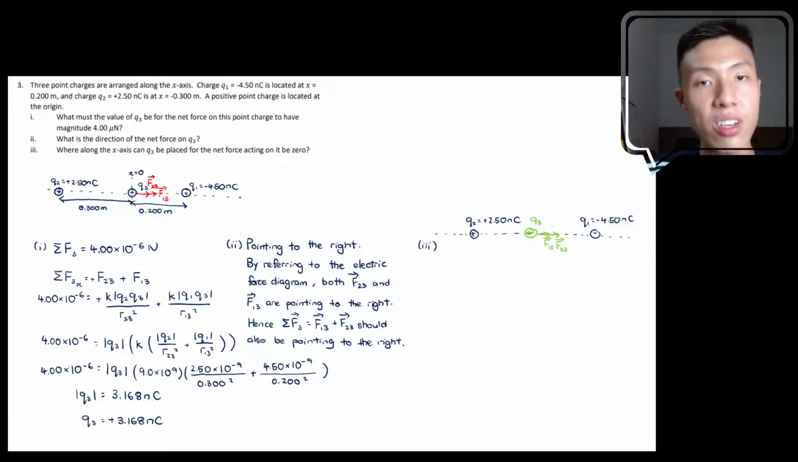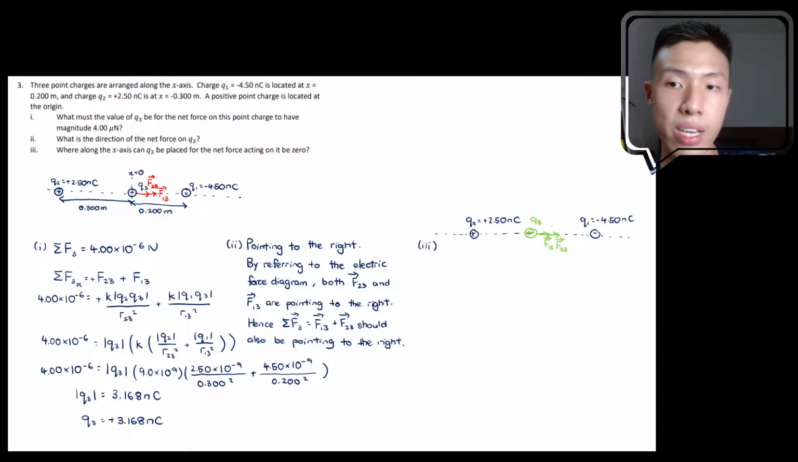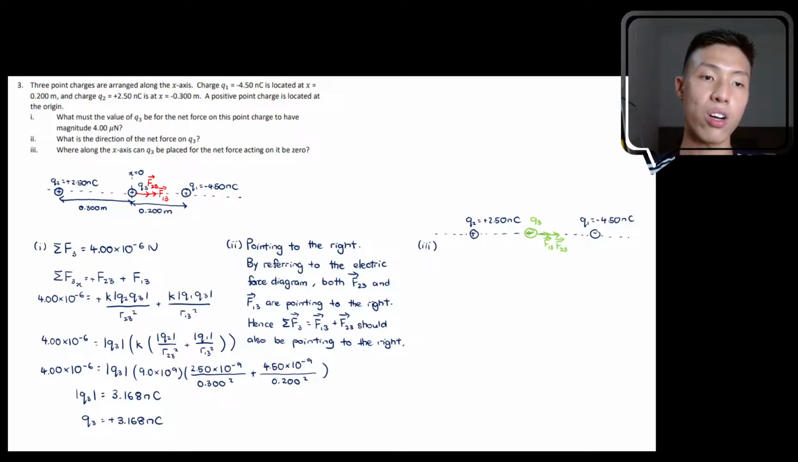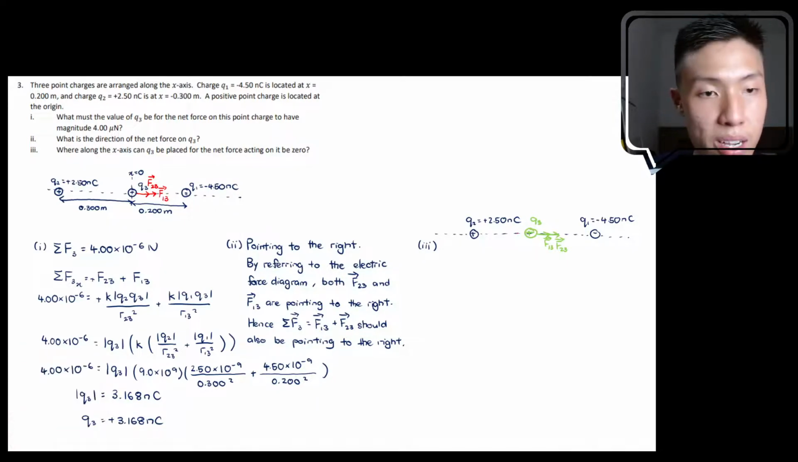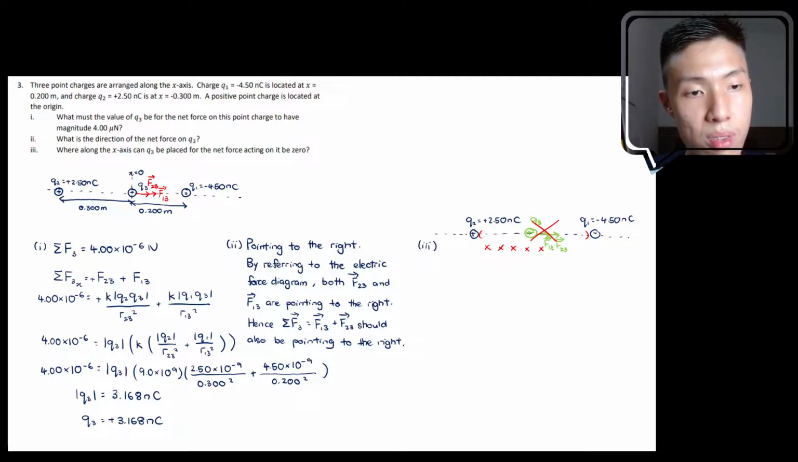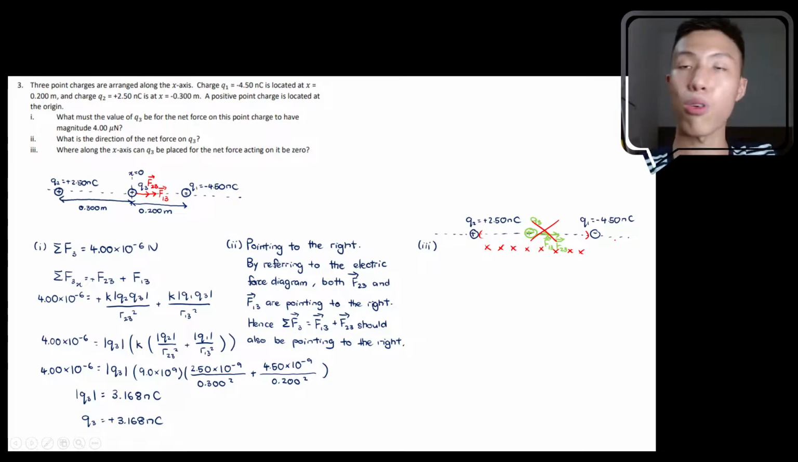So in this case, it's impossible for you to get 0 net force, because in order for the net force to be equal to 0, F13 and F23 would have to both be equal to 0, or point in opposite directions. But we know that's not the situation. So therefore, you should not expect Q3 to appear anywhere around here. It's impossible, because around here the forces must both be pointing to the right.